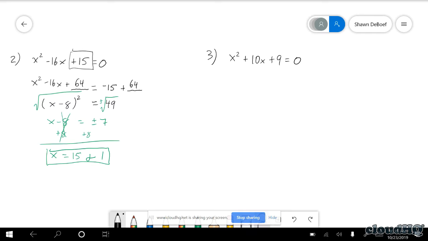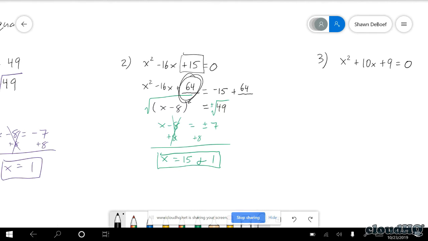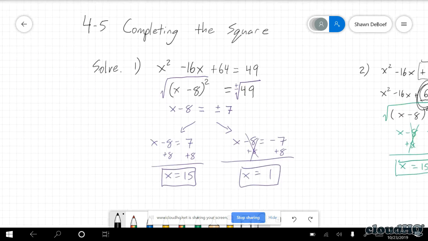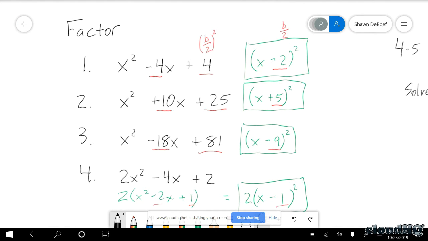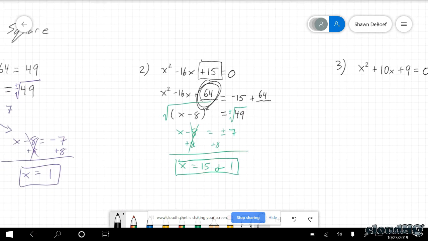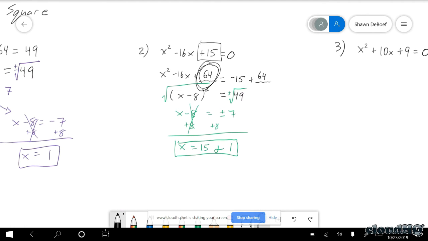So the question was, how did I come up with using the number 64 in the last problem? That goes back to our warm-up problems where we observed that the number in that C position, use this formula right there. It was whatever half of B was and then squared. So when I came back over here to that problem and my B value was a negative 16, I took the negative 16, I cut it in half, and then I squared it. So that gave us negative 8 squared is 64. That's how I knew 64 went there.